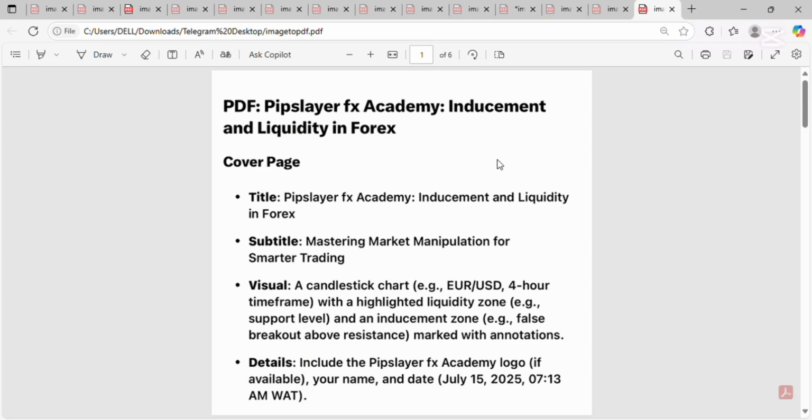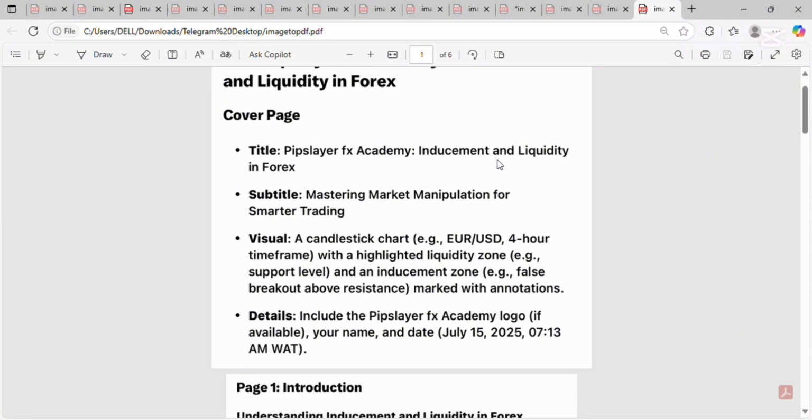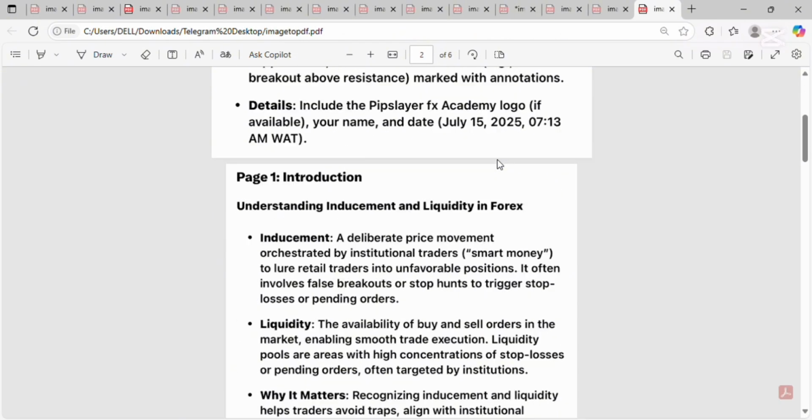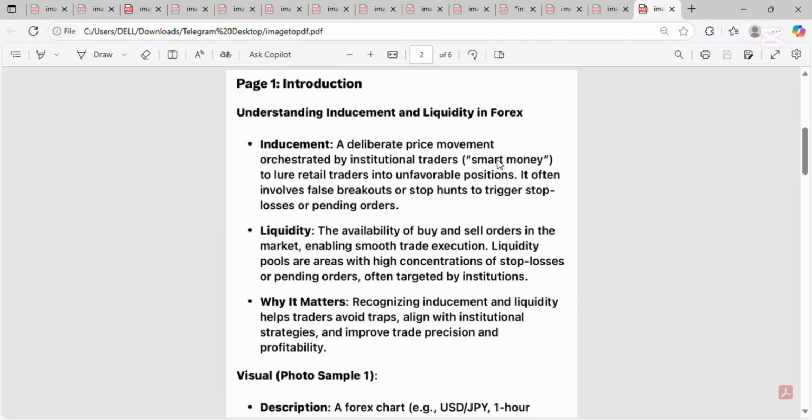So we are talking about inducement and liquidity in Forex. As you can see, the cover page today has the title, and the subtitle is Mastering Market Manipulation for Smarter Trading. It also includes the Pipsla FX logo. So let's start from the introduction: understanding inducement and liquidity in Forex. First of all, what is inducement, what is liquidity, and why does it matter?